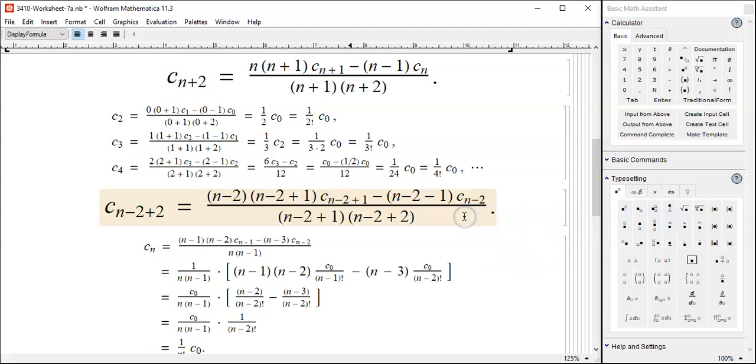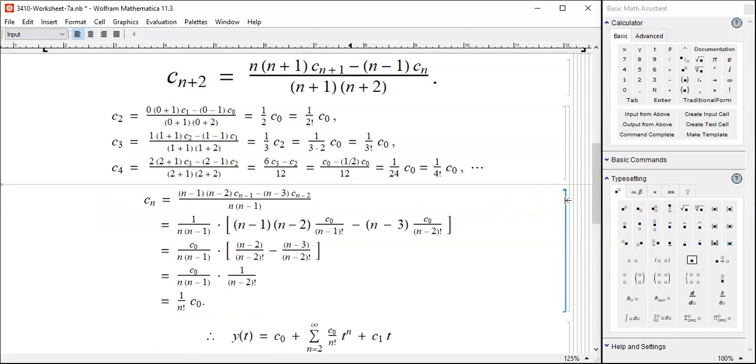Okay, if you do that, and if you simplify, you're going to get this. That's how you get Cn expressed in terms of the two previous terms. Here, Cn plus 2 is written in terms of two previous terms. Here, Cn is written in terms of two previous terms through the index shifting.